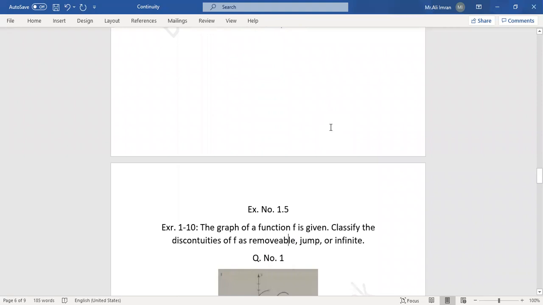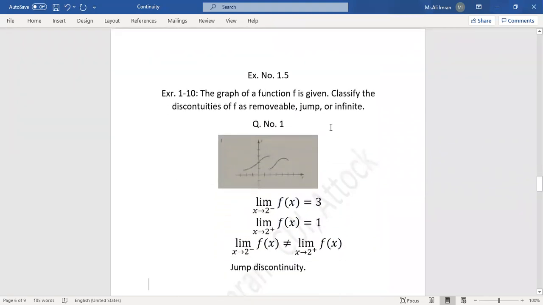Now let's solve some questions from the exercise. Exercise number 1.5, questions 1 to 10. The graph of a function f is given. Classify the discontinuities of f as removable, jump, or infinite. This is the graph that is given.